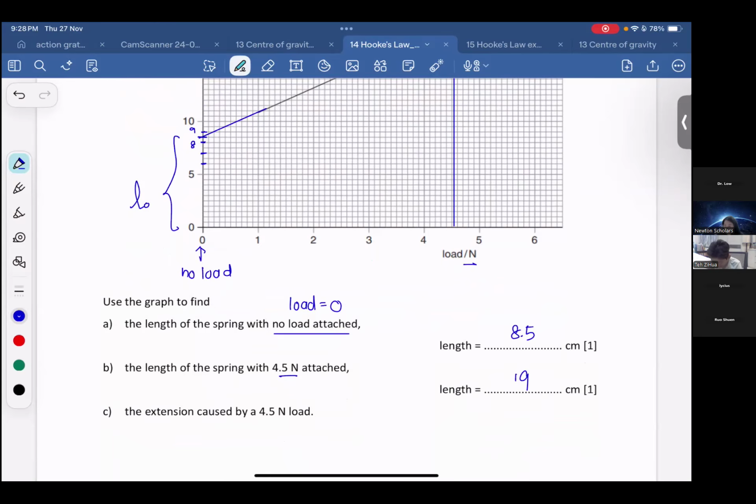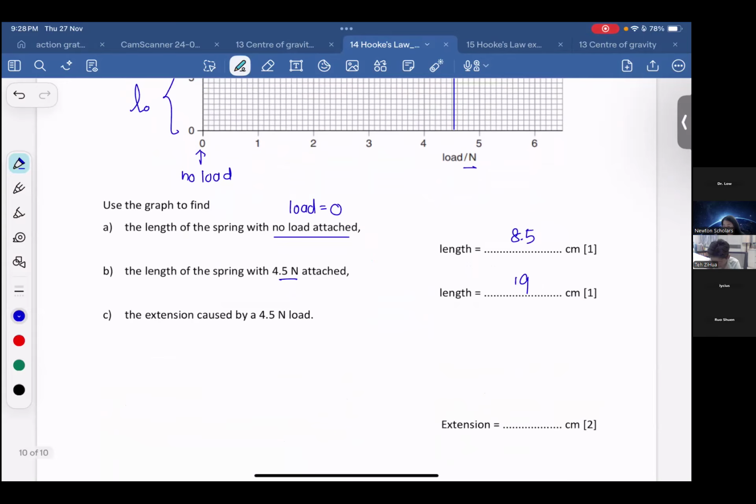Emily correct. Okay, what is the extension caused by 4.5 Newton? This is called length, but what is the extension? My dear, tell me what is the extension? Angeline correct. Megan correct. Okay, extension is your new length minus original length. This is original length. This is your new length. So you just use 19 minus 8.5. 10.5 cm.